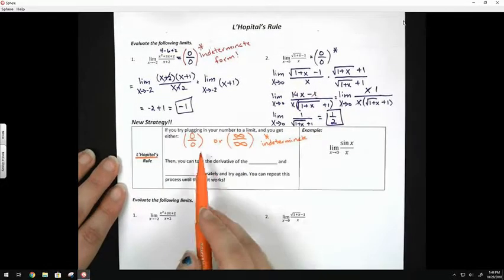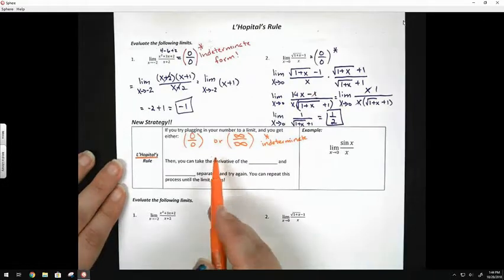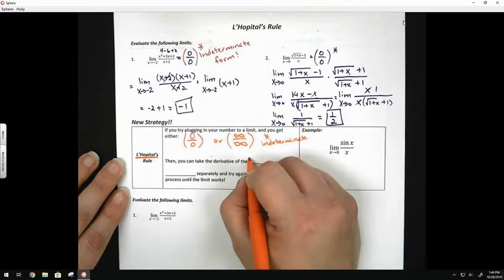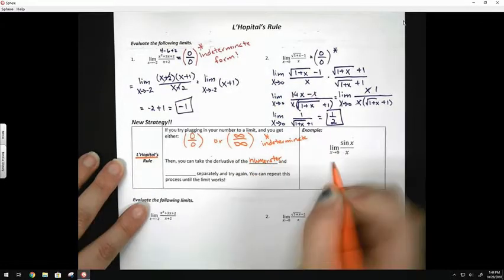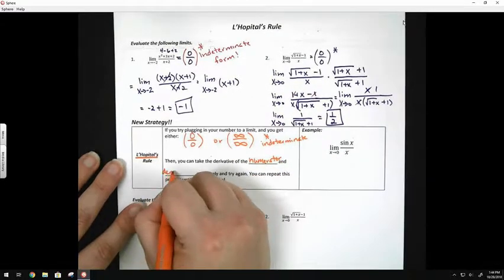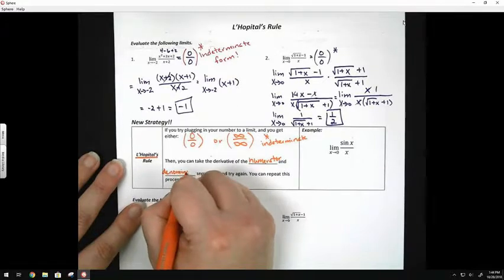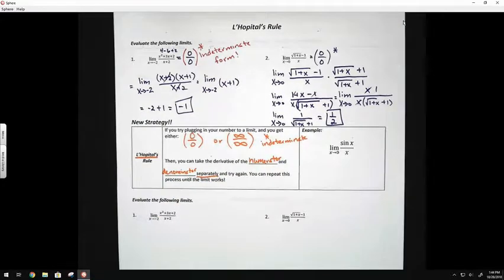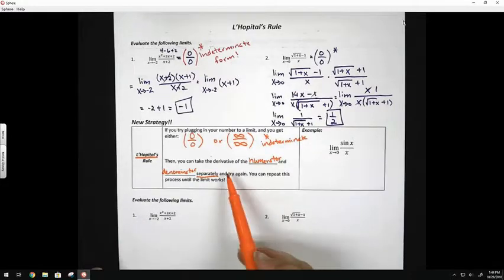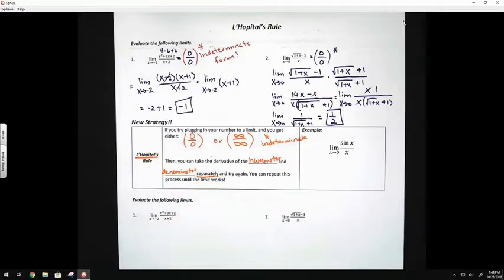Anytime you get one of those as your limit, you can take the derivative of the numerator and denominator separately. All right, we're not doing quotient rule. We're doing the derivative of the numerator and the derivative of the denominator completely separate. And then we're going to try and take the limit again.